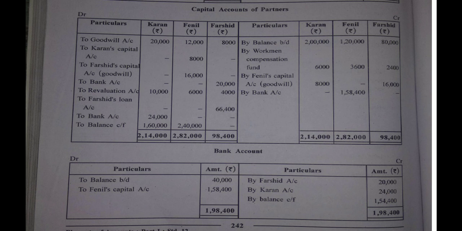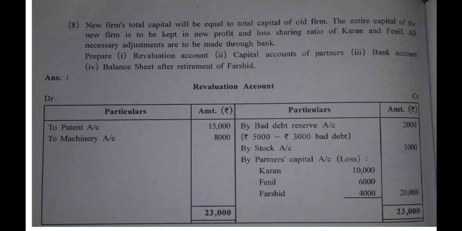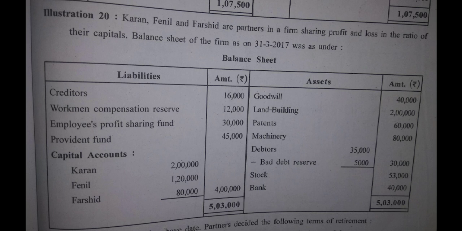Okay then. The next step is that you are supposed to obtain the gaining ratio. For that you need the old ratio and the new ratio. Let us check what is the old ratio of the partners. They've said that the partners are sharing profit and loss in the ratio of their capitals. Understand? Ratio of their capitals. Pay attention. You can see the balance of capital is given below in the balance sheet. It is 2 lakh, 1,20,000 and 80,000. You have to obtain the ratio on the basis of this.